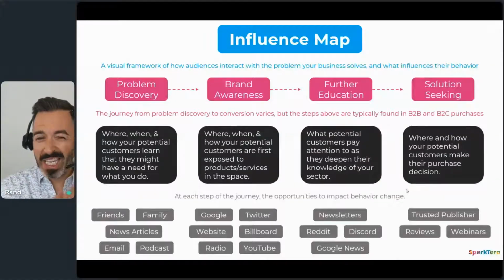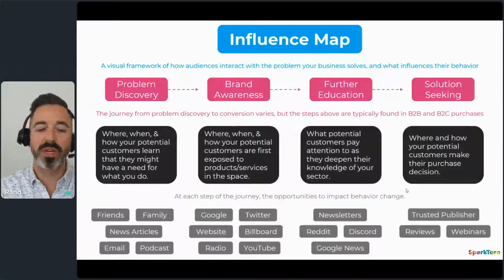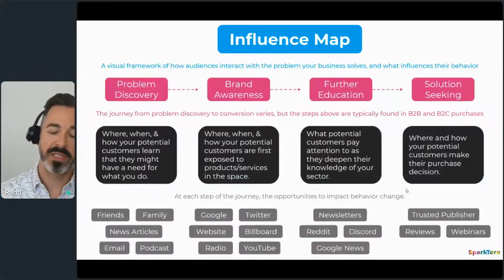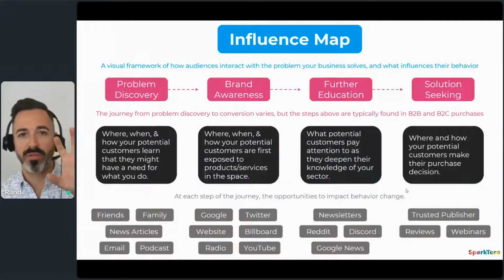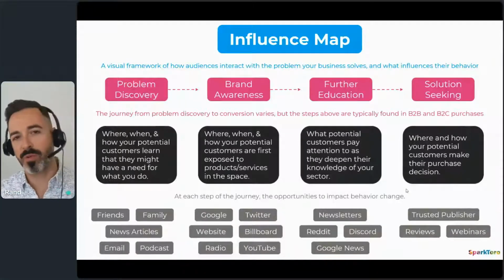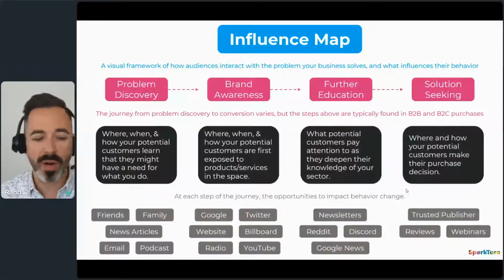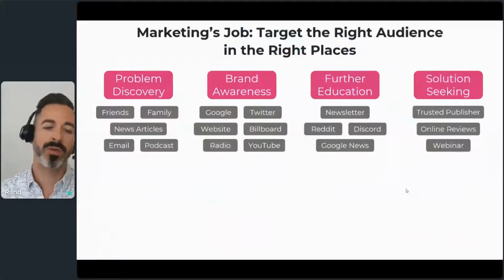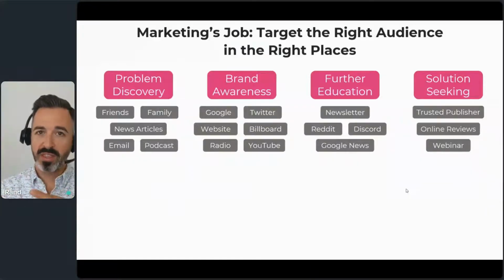But the important part is that at each of these stages, each step of the, whatever you want to call it, the buyer journey or the behavioral influence map, there are different sources that impact people in different ways, right? So it might be over here, it's a trusted publisher. Over here, it's the park ranger or the salesperson. Over here, it is Twitter or Google or Facebook or Instagram. Over here, it's a webinar on a topic. Over here, it's news articles or family and friends or a trade show. And our job, marketing's job, is to target the right audience in the right places with the right message. So simple, so marketing 101.